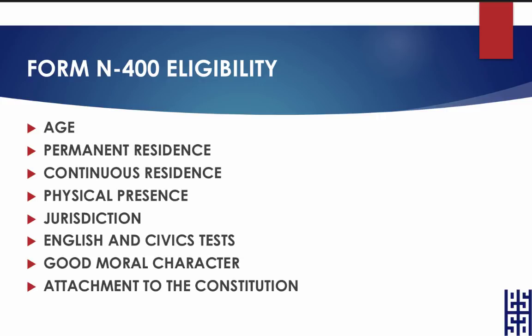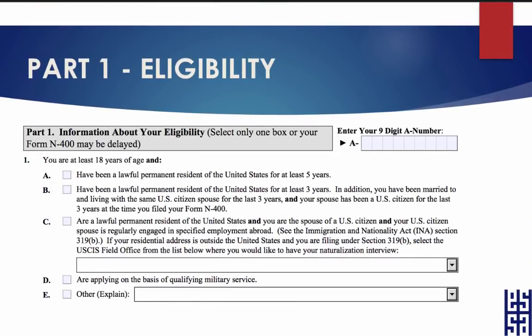All right, now let's get started with the actual form. Okay, part 1 of the Form N-400, information about your eligibility. In this section, USCIS wants to know how you are eligible for naturalization. Check only one box here. Most applicants apply based on 5 years of LPR status or 3 years of LPR status if you are married to a U.S. citizen. You can apply 90 days before reaching these dates. Please also fill in your A number on each page of the application.